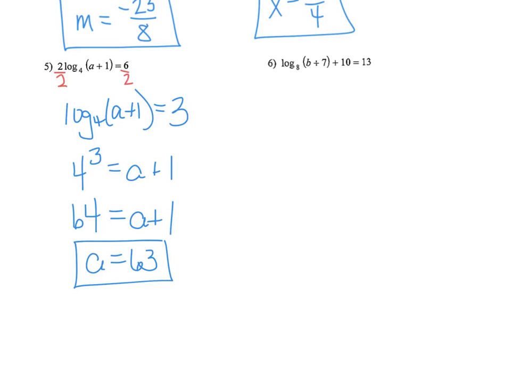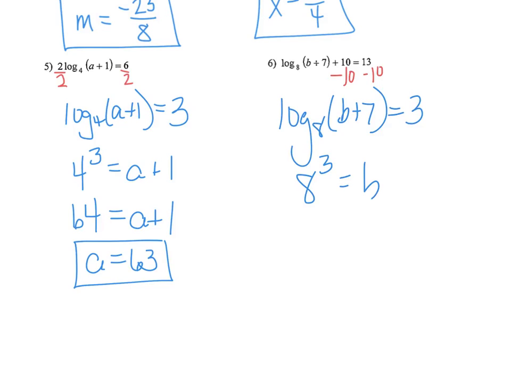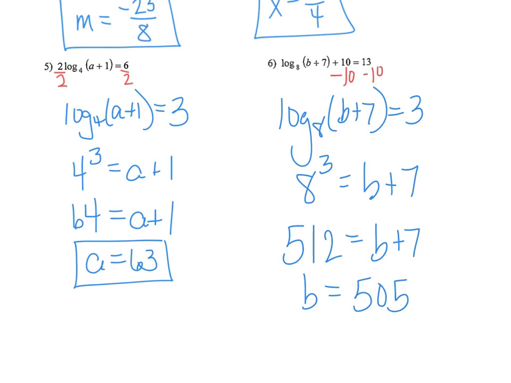Similarly, over here on this last one, I want to get the log by itself. I need to move 10 over. I need to subtract that 10 to the other side. And I get the equation log base 8 of b plus 7 equals 3. When I loop it up, 8 to the third equals b plus 7. 8 to the third is 512, which is b plus 7. That means b is 505.